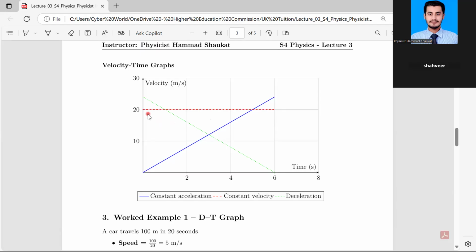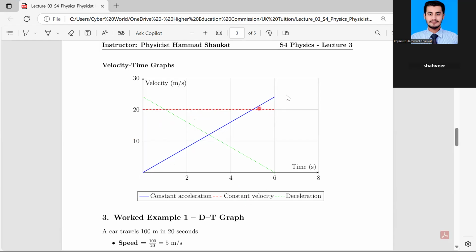Constant velocity? Yes, because you can see at this line, what is the value of velocity? 20 meters per second. Yes, here is 20. Again, at 2 seconds, again 20 meters per second. And at 4 seconds, again 20 meters per second. So the value of velocity is not changing at any time. So we can say this type of velocity is called constant velocity.